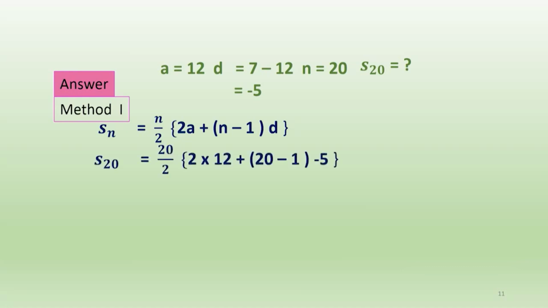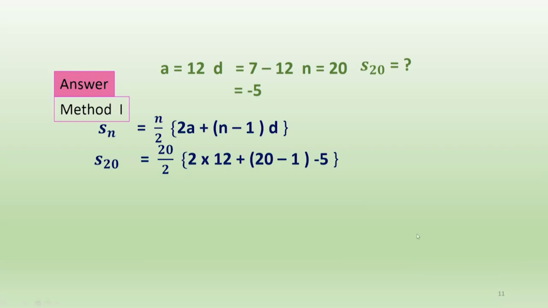S20, we are going to find the sum of first 20 terms. So, that is S20. S20 is equal to 20 over 2. 20 over 2 means n is equal to 20. And 2a means 2 multiplied by 12, because 12 is the first term. And we have to add 20 minus 1, because 2a plus n minus 1 d. N is 20. 20 minus 1 into minus 5.